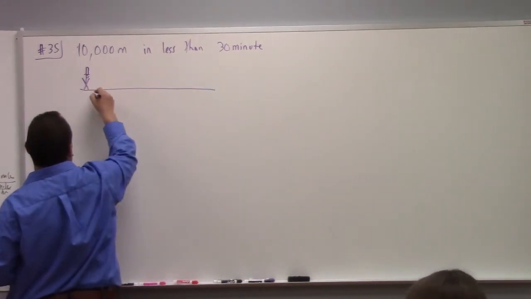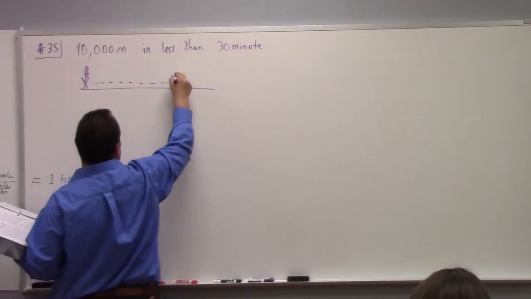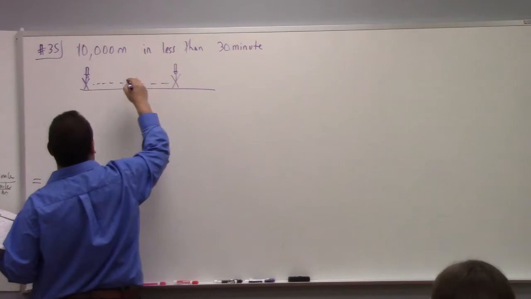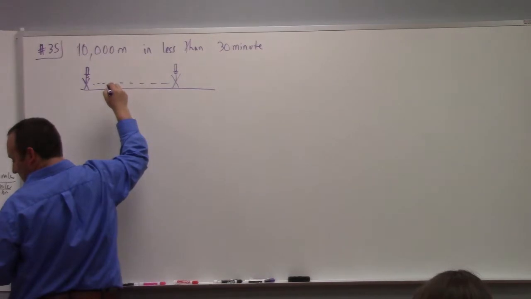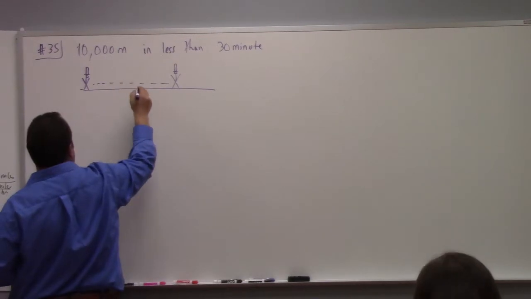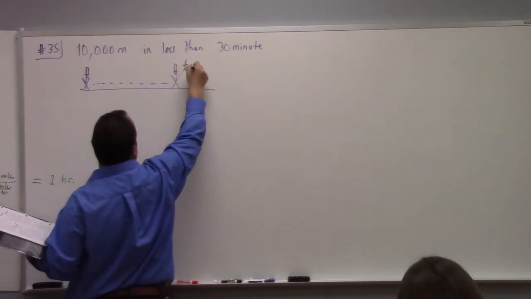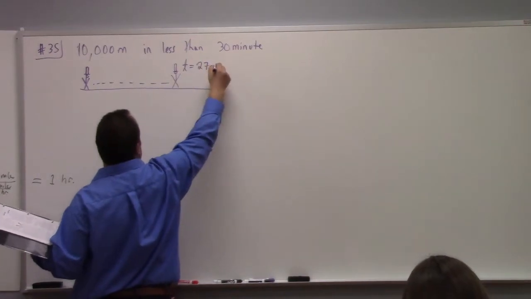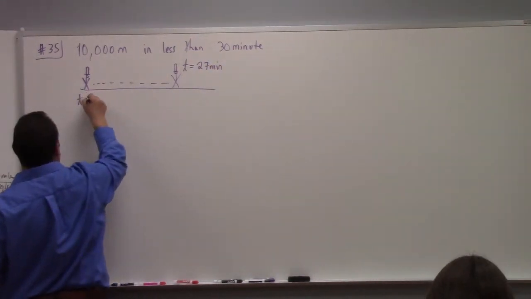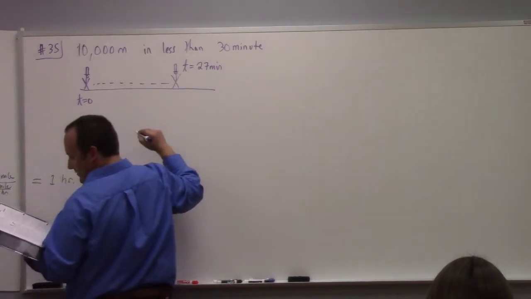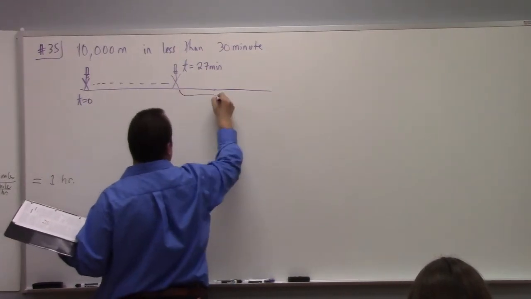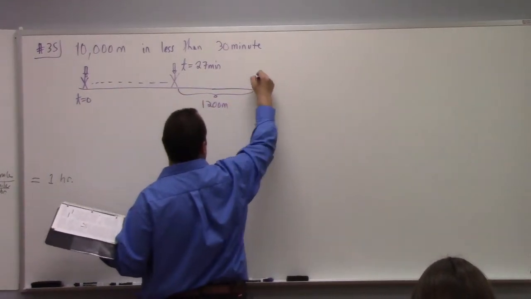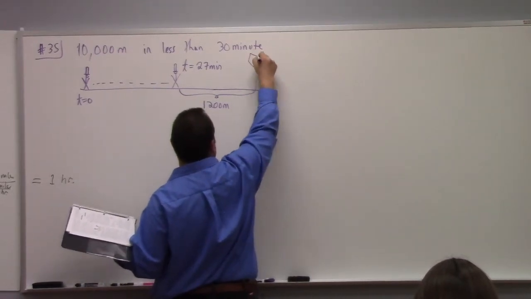all my runners look like this. I'm not sure why they're wearing a top hat for the running, but they are. Just accept it. Where were we? So this is at 27 minutes, and I'm saying that over here is t equals 0. And then what are we told here? There are still 1,200 meters to go. And over here we've got, what is this? Finish, right? Yay, finish.